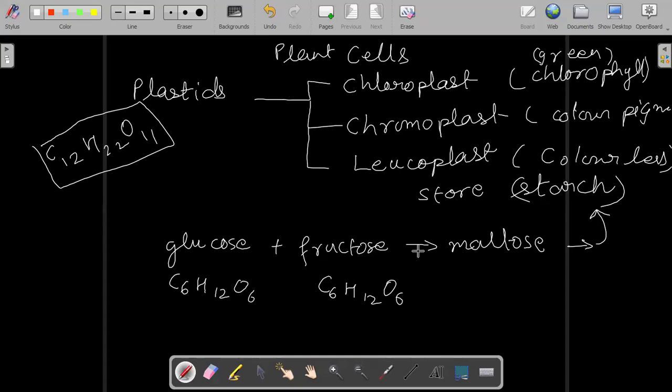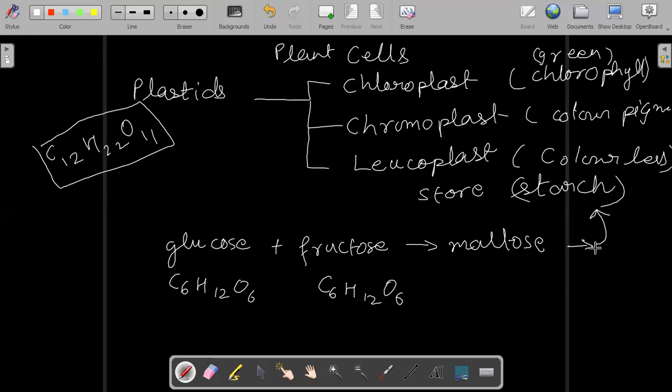So glucose and fructose combine to form maltose. Then maltose combines to form starch, which is a polysaccharide. Generally, polysaccharides are not sweet in taste, but once they get converted to maltose or sucrose, they become sweet. Like if you start chewing your chapati, initially it will not taste like anything, but as you continue chewing, within a minute it will start tasting sweet, because of the formation of maltose.